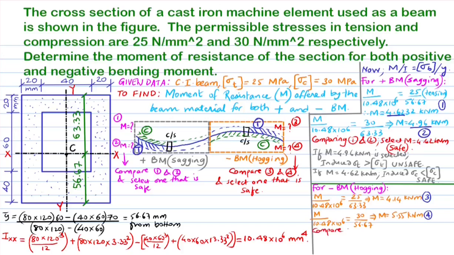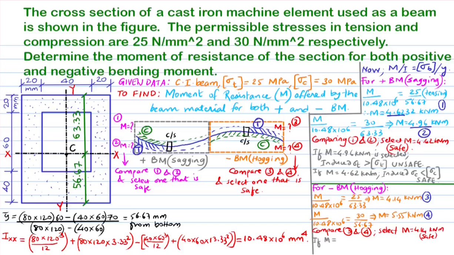Comparing the values of moment of resistance as obtained in 3 and 4 for the negative bending moment deformation, the safe bending moment to be resisted by the cast iron material should again be the lower value, that is 4.14 kilonewton meter, and should not be exceeded.